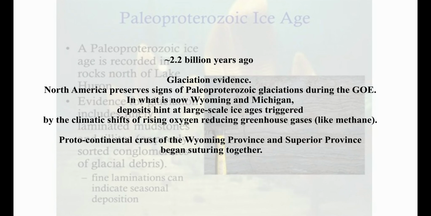2.2 billion years ago. Glaciation evidence. North America preserves signs of Palaeoproterozoic glaciations during the GOE. In what is now Wyoming and Michigan, deposits hint at large-scale ice ages triggered by the climatic shifts of rising oxygen reducing greenhouse gases, like methane. Proto-continental crust of the Wyoming province and Superior province began suturing together.